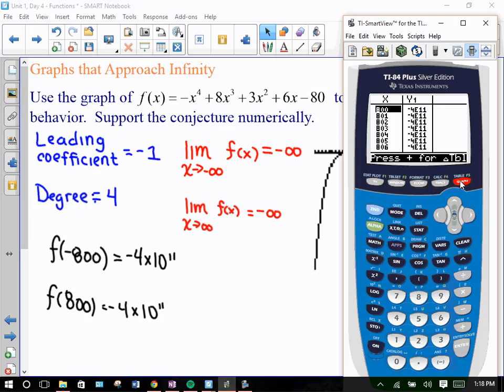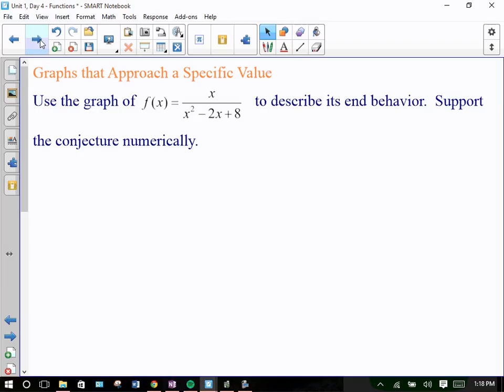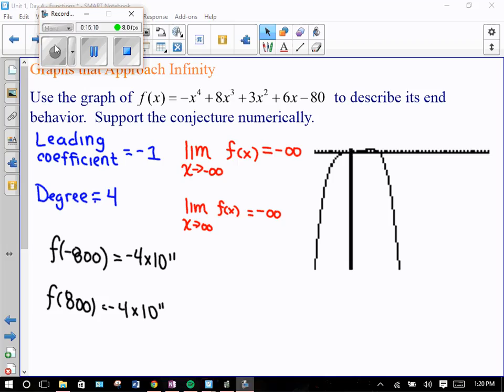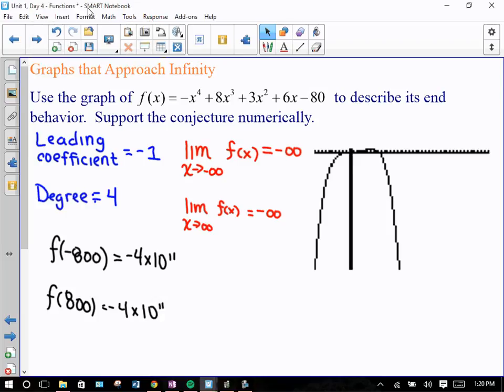That makes sense. All we did is look at the graphs and the tables. Okay? Let's look at another problem, graphs that approach a specific value. All right, so graphing it is a very good way to check your answer. But you're going to want to get to the point where you don't have to graph every function.